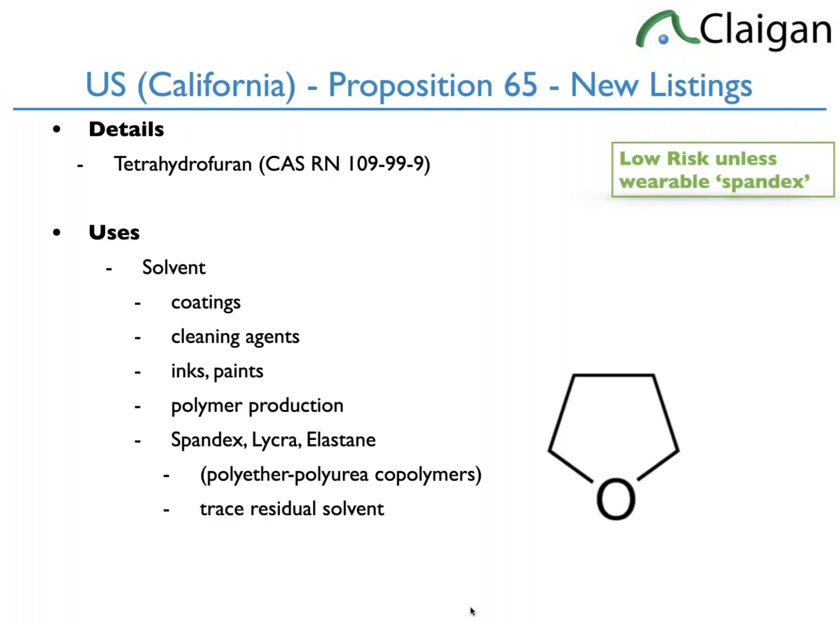It has a high threshold for exposure to Prop 65. So you're really looking at low risk unless it's in wearable spandex or elastane or lycra, which are all just different brand names of the same thing, polyether polyurea copolymers. It's a trace residual solvent. It doesn't mean spandex has this one. It could have another aprotic polar solvent, it could have NMP, it could have DMAC, but they're all Prop 65 listed.